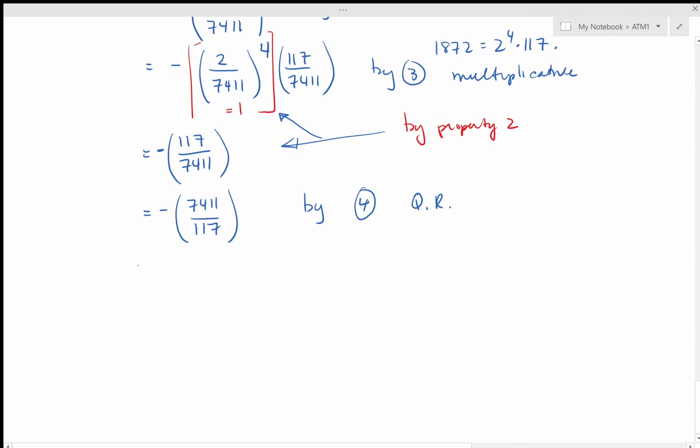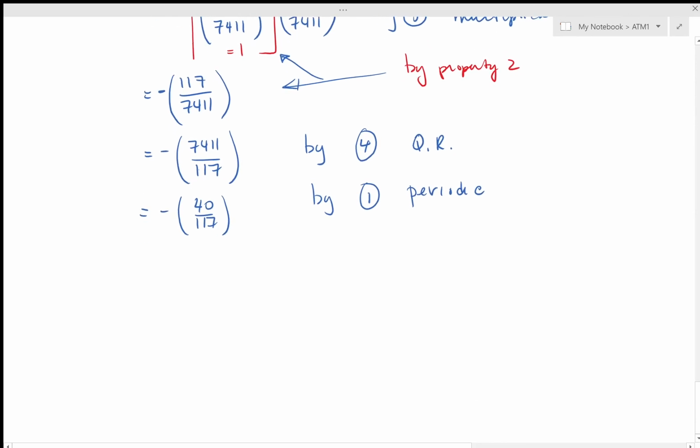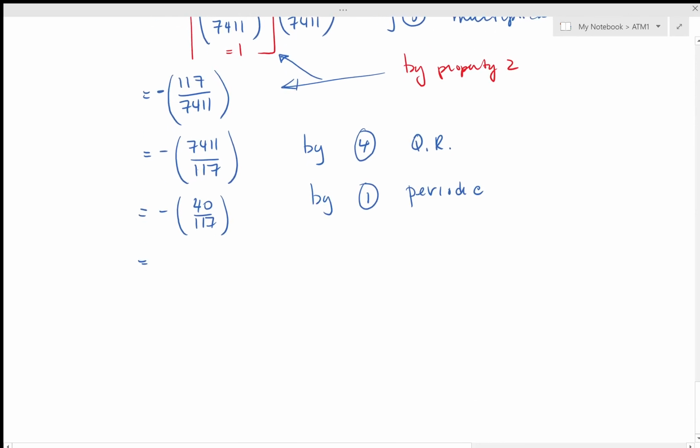Okay, then I can reduce, like I'm always going to do when I see this. That is, I'm going to take 7411 mod 117. I get this here. That is by property 1. It's periodic. Okay, then I factor 40, and I get this minus 2 over 5. So 40 factors into 2 cubed times 5. And then that's by 3. That's the multiplicative property.